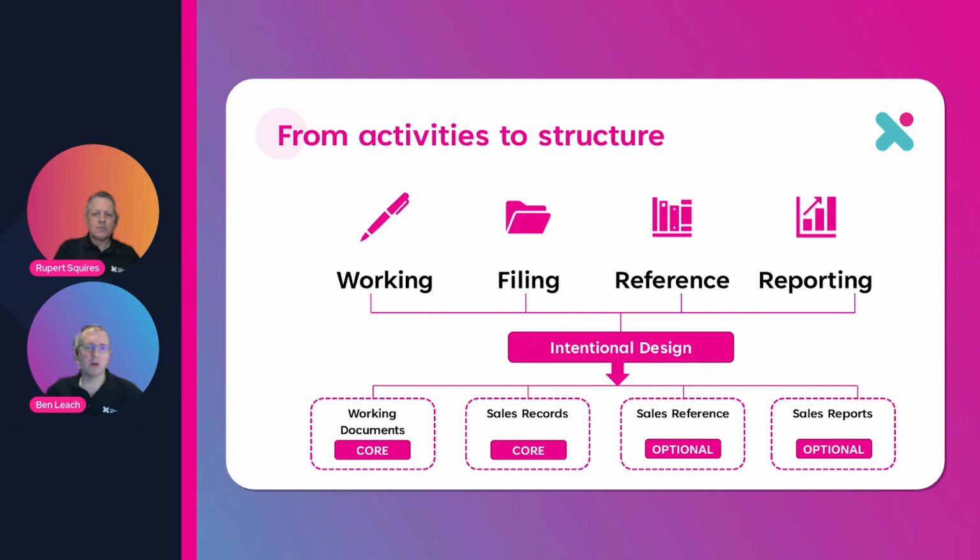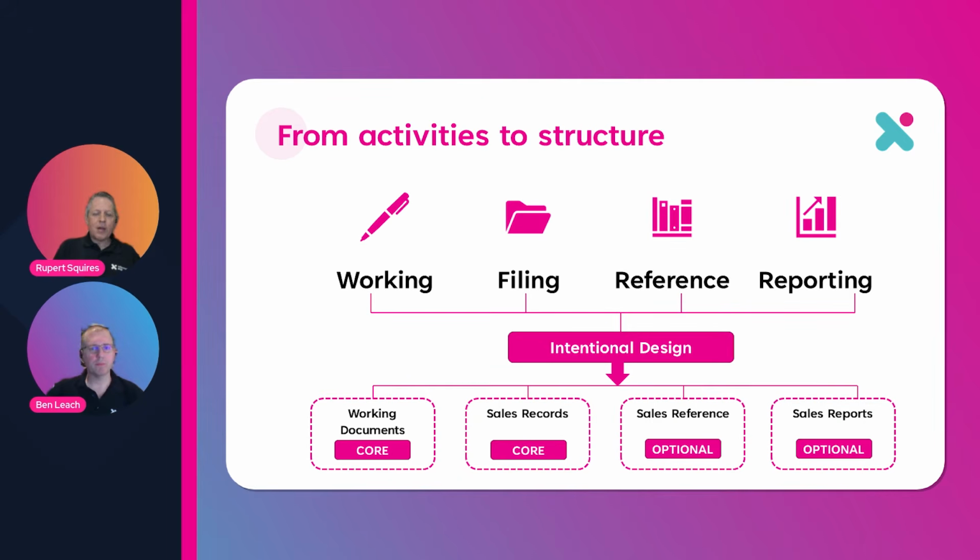One thing that's worth highlighting here is that two of these we highlight as core. The working documents and the filing we highlight as really core, and that aligns to the collaboration and filing scenarios from some of our other webinars that we've done. The sales reference and the reporting are optional. It's an extra step, but it can add quite a lot of value. So it is optional, but we see it as being quite a useful additional capability.